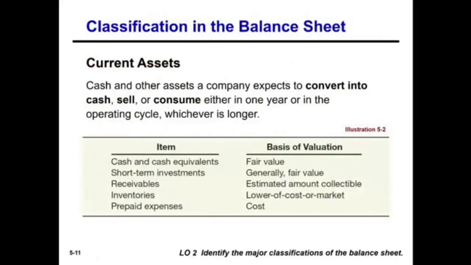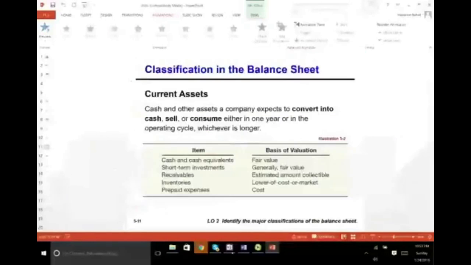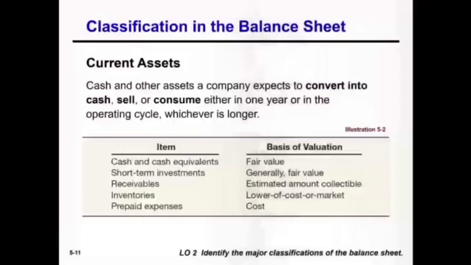Let's start with current assets. Let's define what a current asset is, and after we define it, look at what is included in that section. Okay, so current assets are what? Generally speaking, a current asset is cash or an asset that a company expects to convert into cash, sell, or consume either in 1 year or in the operating cycle, whichever is longer. We'll always assume that 1 year is longer than the operating cycle. We're working with a 1 year operating cycle. So what are we saying? Current assets are things that are going to be either converted to cash, sold, or consumed. They're going to be gone in 1 year.